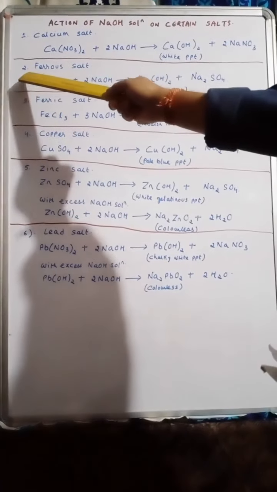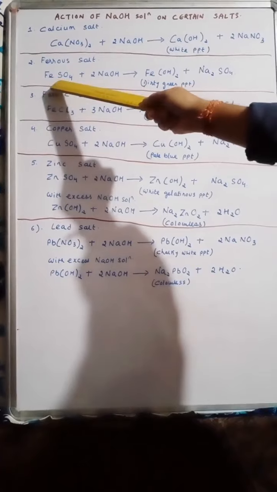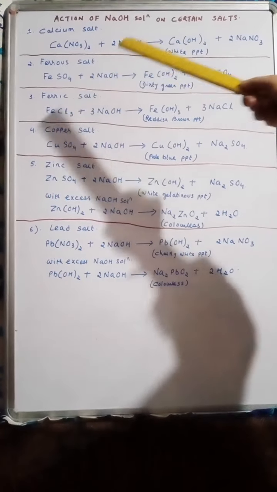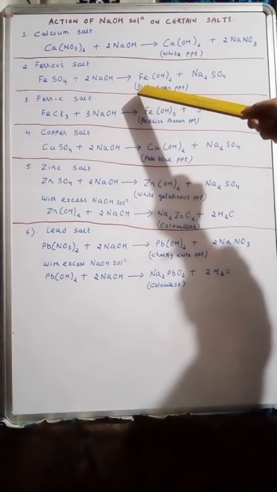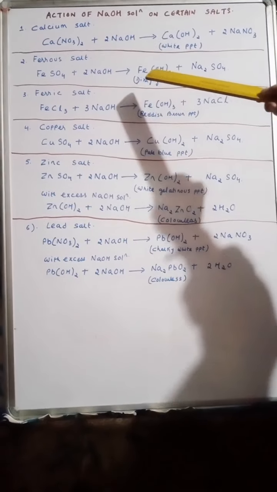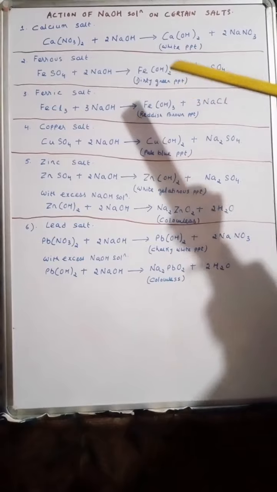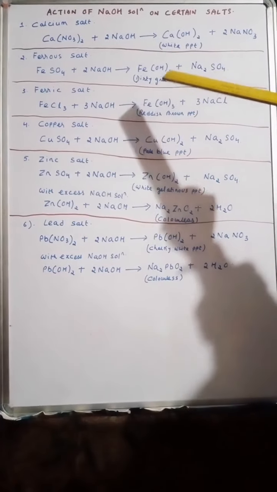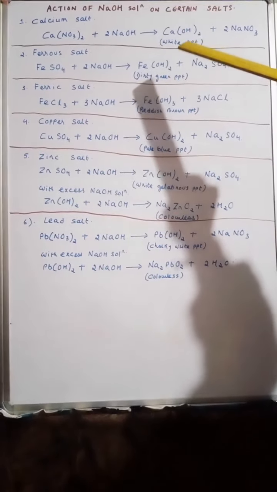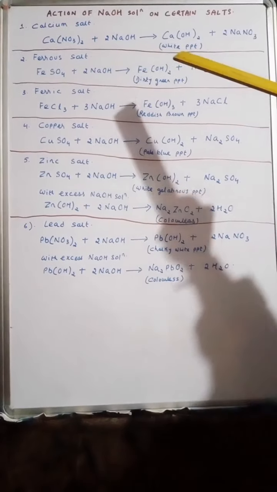The second salt is the ferrous salt. When you treat ferrous salt with sodium hydroxide solution, we see a dirty green precipitate getting formed. That is due to the formation of ferrous hydroxide. And this dirty green precipitate is insoluble in excess of sodium hydroxide solution.